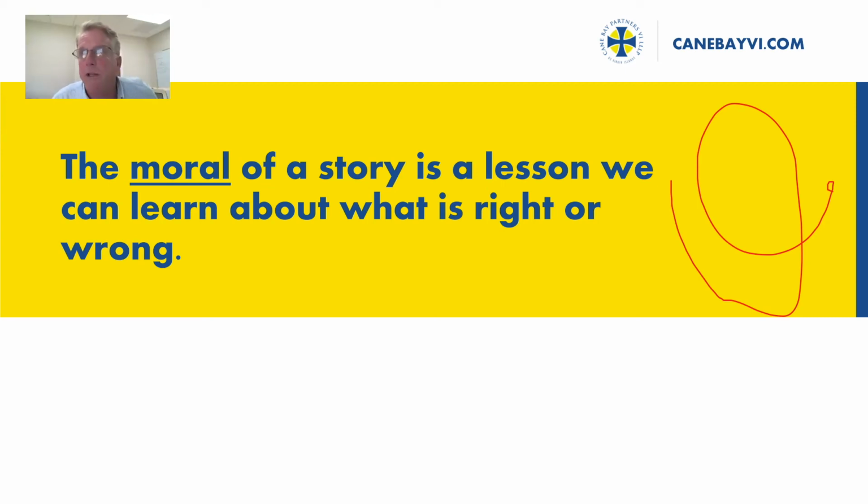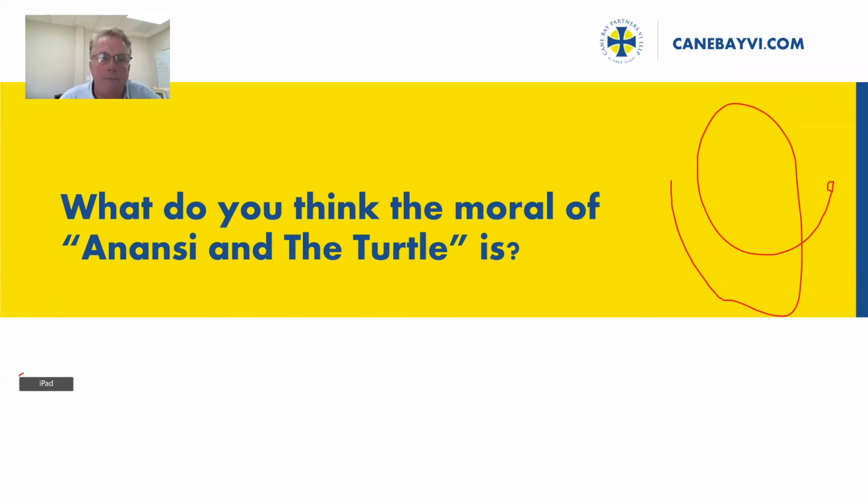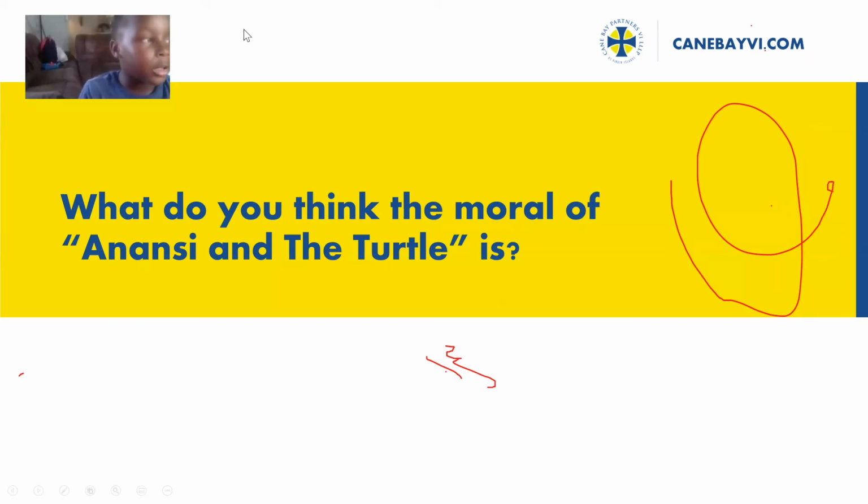Remember when we started at the beginning, we heard that we had a trickster in here who was also going to teach us some stuff. So that's what Anansi has done, is that they've taught us something. So what do you think the moral of Anansi and the turtle is? Let's hear from everybody. So Larissa, what do you think? Do unto others as you want them to do unto you. That's right. That sounds like the golden rule there. What else? Anybody else?